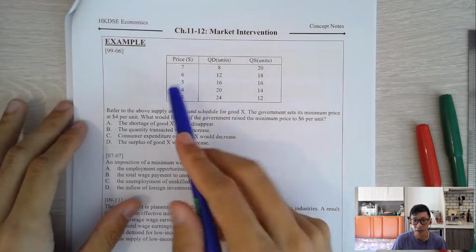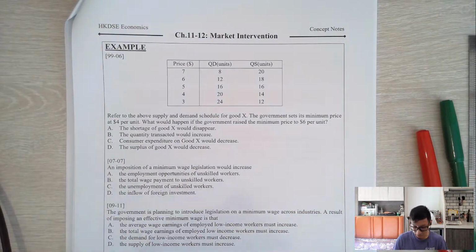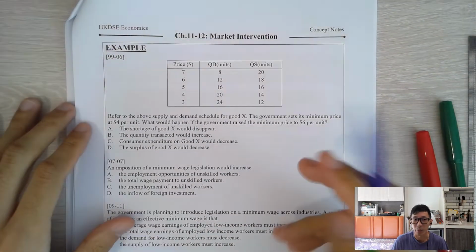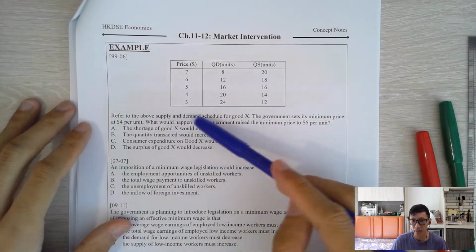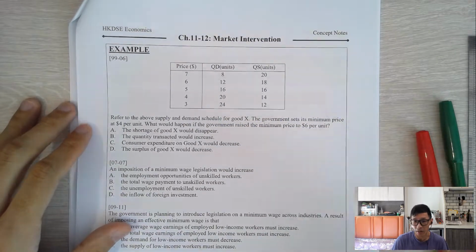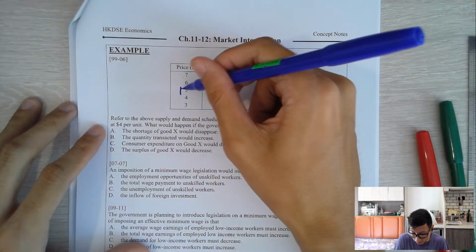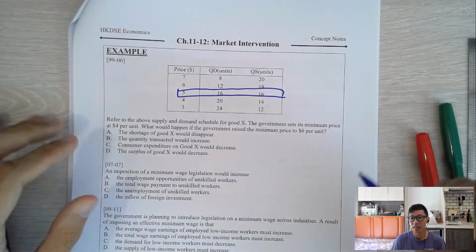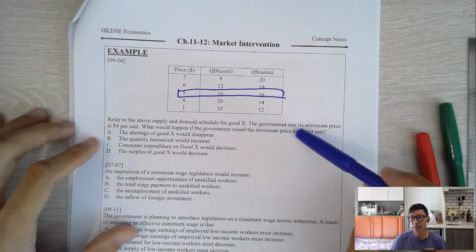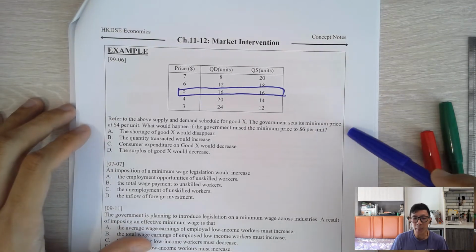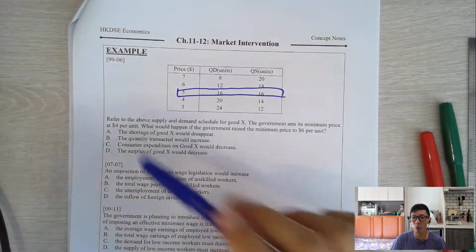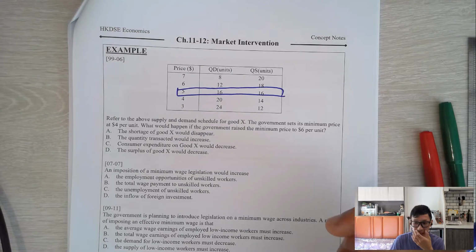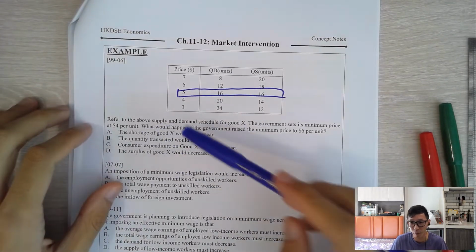Now, some past paper for you. Here, 1999, question 6. Supply and demand. Let's circle it first. Originally, the equilibrium is $5, 16 units. Now the government sets the minimum price at $4. The lowest price is set at $4.